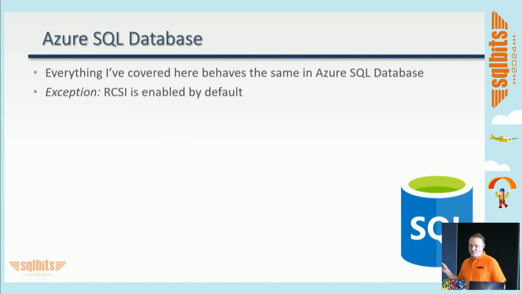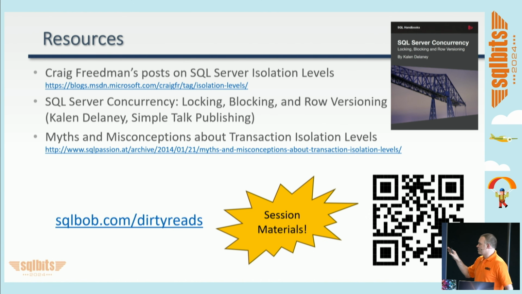If you thought this was interesting and you want to read some more, Craig Freedman at Microsoft has some great blog posts on transaction isolation levels. Kalen Delaney at Simple Talk wrote a whole book on locking, blocking, and row versioning that's really, really good. And Klaus from Austria actually has a really good blog post too, going through myths and misconceptions about transaction isolation levels.